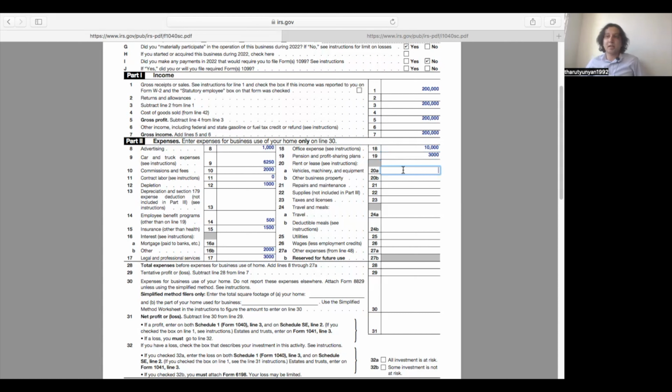So let's say you have a restaurant. You didn't buy your refrigerator, you didn't buy your oven. Instead, you are leasing it. You can deduct the lease on this line, right?